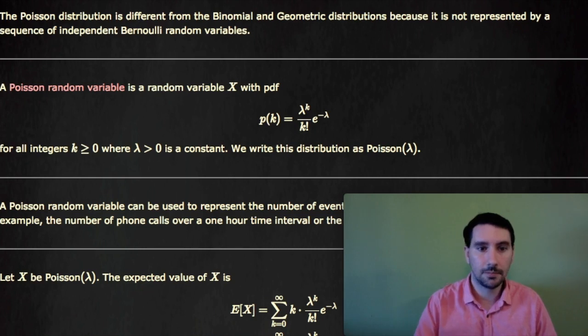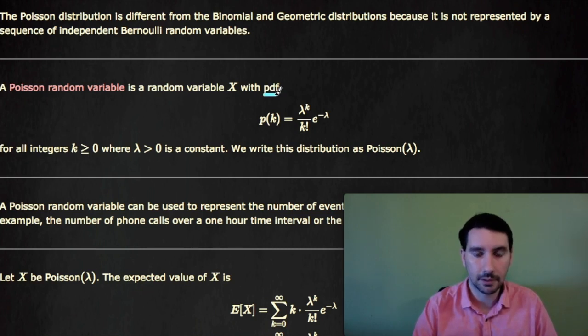So the PDF of a Poisson random variable is the probability that you get k is lambda to the k over k factorial e to the minus lambda, for some lambda bigger than 0. So lambda is the parameter in this case. And if X has a Poisson distribution with parameter lambda, we can write X has the distribution of a Poisson(lambda).